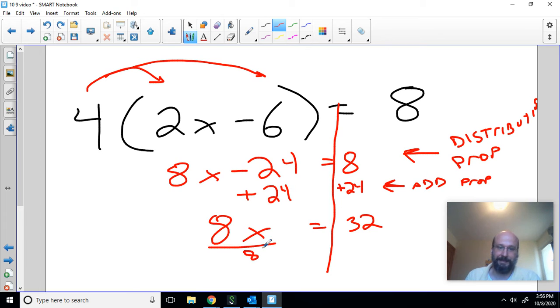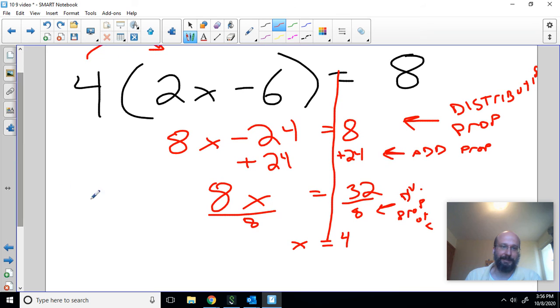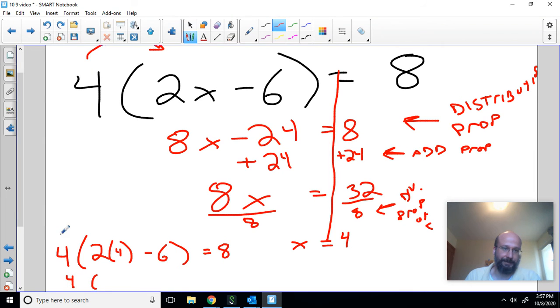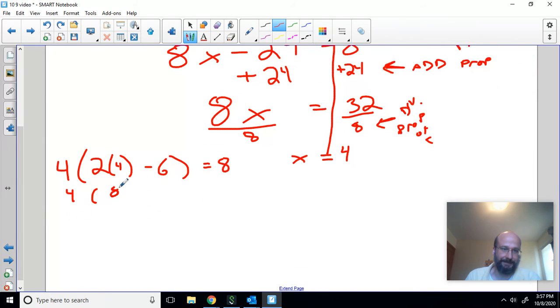Now we're going to divide by 8. And we get x equals 4. What property is it when you divide? Division property of equality. So I need to see all these properties, is what I'm saying. And then once I found the answer, I'm going to put in the problem, except instead of x, I'm going to put in 4. I'm going to do the inside. 2 times 4 is 8.